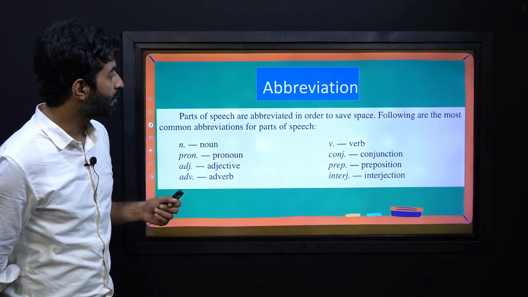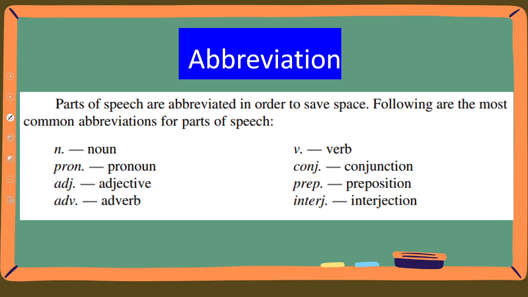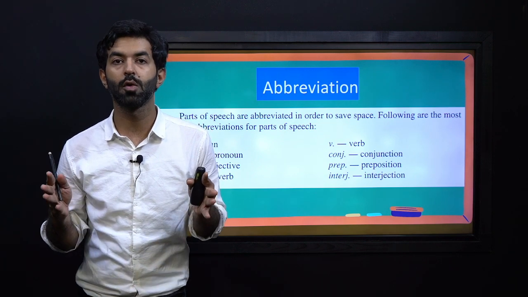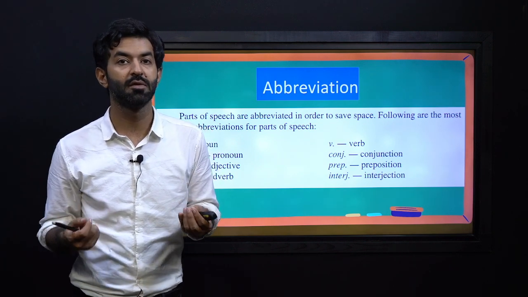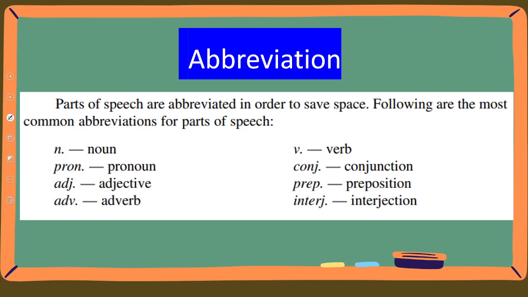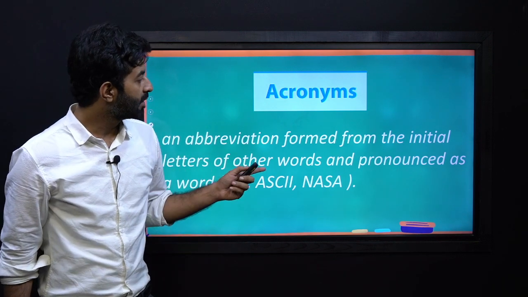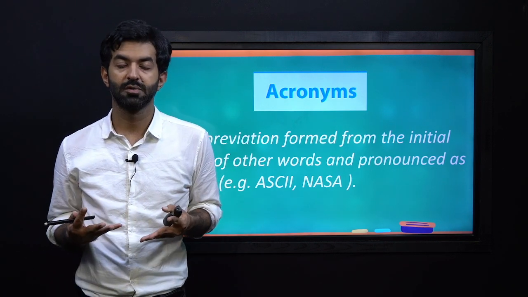Now here are some more abbreviations. If you look up in the dictionary, dear students, you find the classification of the word represented by abbreviations. N represents noun, PRON represents pronoun, and all of these parts of speech are represented with abbreviations. Now let's talk about acronyms.